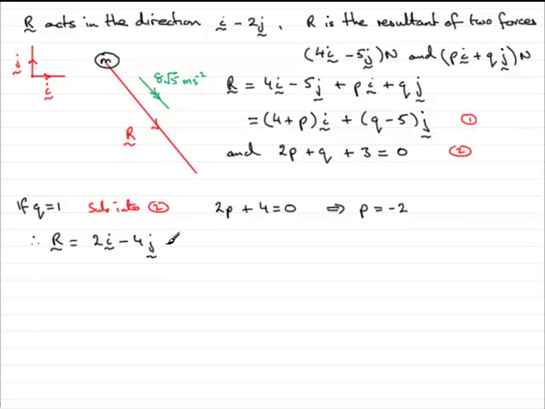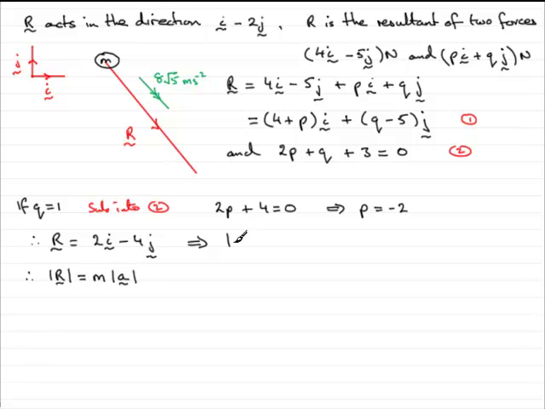Now we know that force equals mass times acceleration, and so if we find the magnitude of R, we know that the magnitude of R must equal the mass times the magnitude of the acceleration. Well, we've already got the magnitude of the acceleration, it's 8√5. What we need to get is the magnitude of R. So we can do that from here.